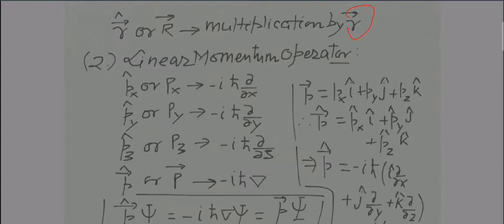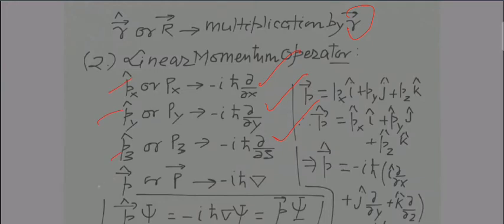Now the linear momentum operator, as already described in the previous class. Okay, it is simply px hat or capital Px equal to minus i h cut del by del x. Py hat or capital Py is equal to minus i h cut del by del y. Pz cap or Pz is equal to minus i h cut del by del z, right? And similarly, if we generalize this, then it will be equivalent to this. These are for x, y and z directions.